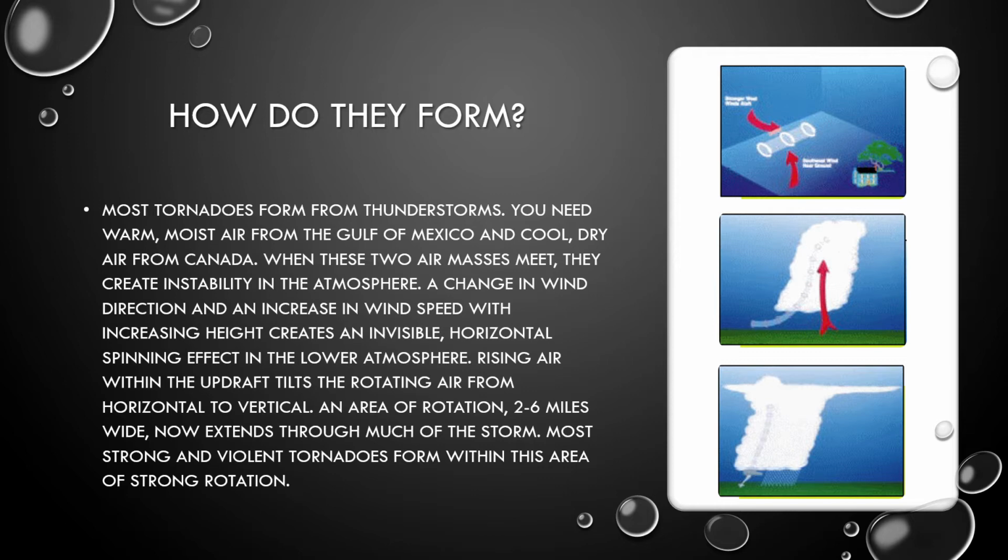in the lower atmosphere. Rising air within the updraft tilts the rotating air from horizontal, so from side to side, to vertical, so up and down. An area of rotation 2 to 6 miles wide now extends through much of the storm. Most strong and violent tornadoes form within this area of strong rotation.